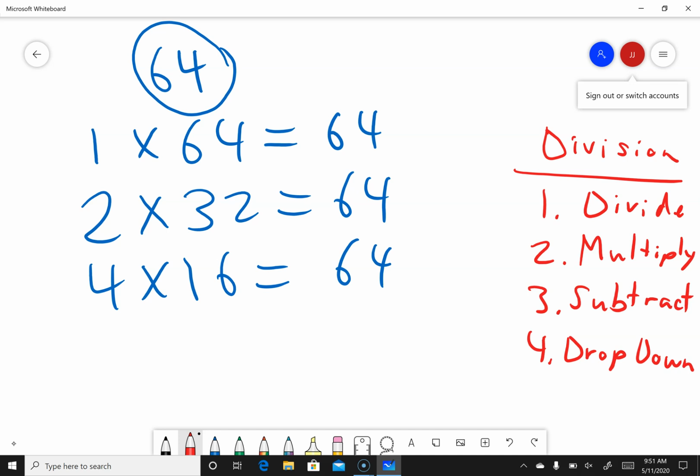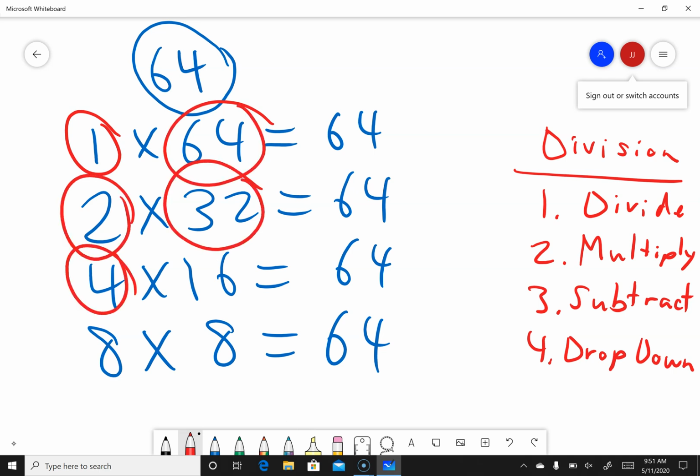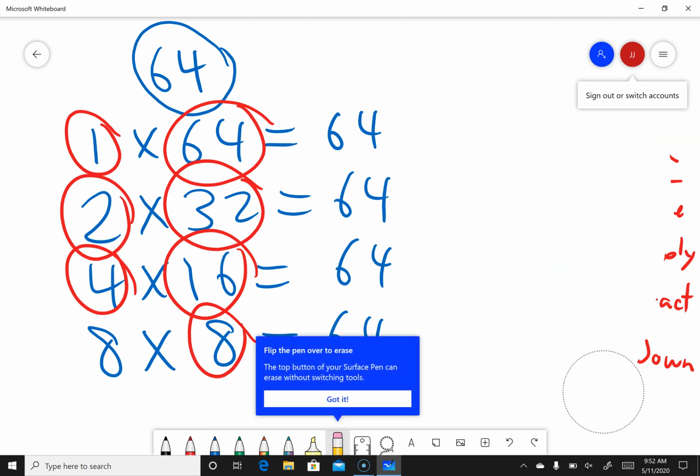Okay? Okay. There are a few more. Well, you all know one. How about 8? 8 times 8 equals 64. That's one you probably have memorized already, if you know your math facts. Okay, so the factors of 64 are 1, 64, 2, 32, 4, 16, and 8. Okay? So those are our factors of 64.